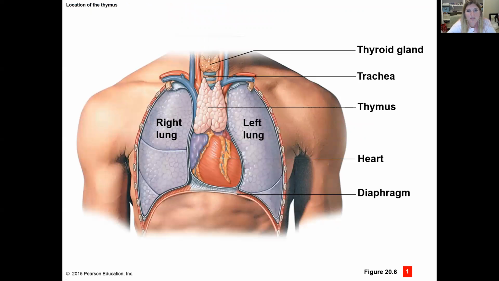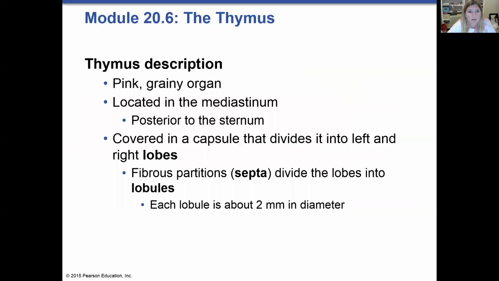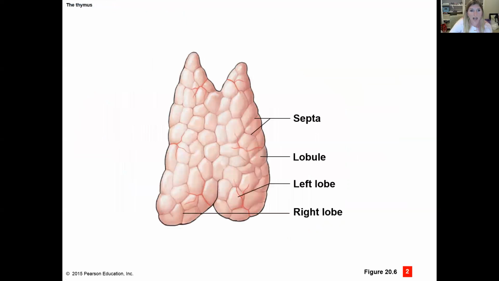There's the thymus. You can see it draping over that mediastinum area. Let's talk about the thymus itself. It's pink and grainy in the mediastinum, posterior to the sternum, and has lobes to it, the right and left lobes. There are septa, which are the partitions dividing the lobes into lobules, and the lobules are the site of where all of the action happens.